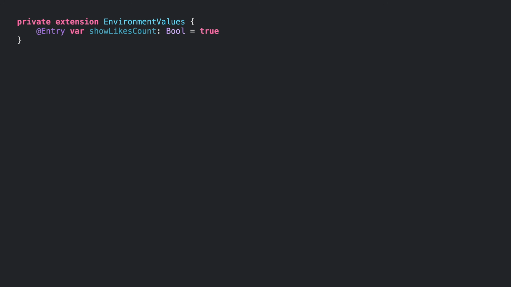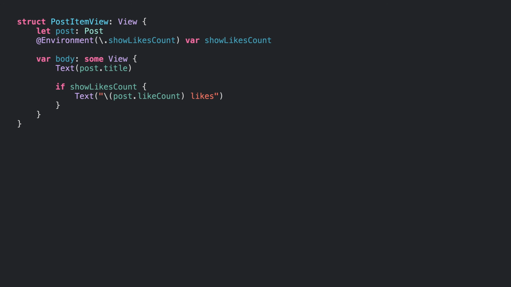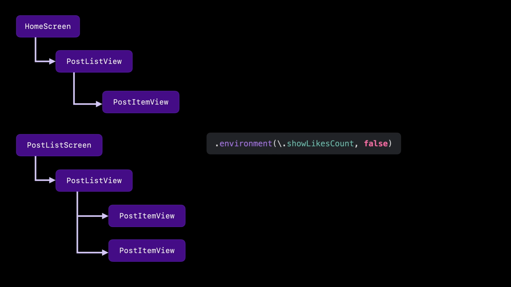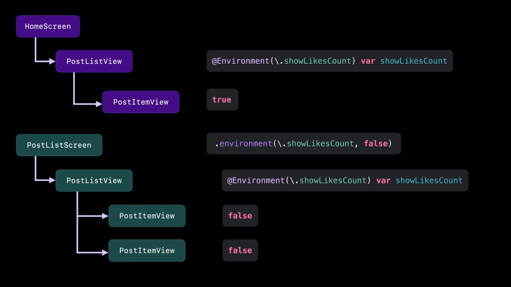Now back to our previous problem, the view configuration. With the environment, the solution becomes simple. We define an environment entry for showLikesCount, and PostItemView reads it from the environment. The environment also supports hierarchical overrides. Imagine two tabs with separate view hierarchies that both use the PostItemView. If we override showLikesCount in the subtree of one tab, only that branch will see the change. The other tab remains unaffected. This makes the environment extremely powerful for branch-specific configuration.